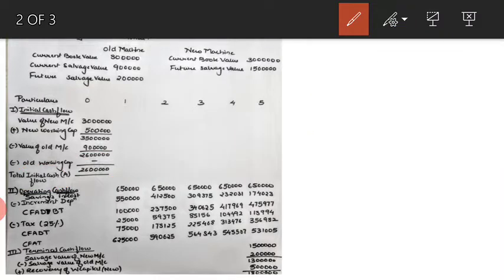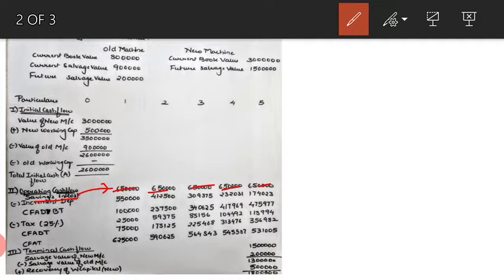Then coming to your operating cash flows. In the operating cash flows, first we consider savings in cost. Okay, it's not so clearly visible, but understand this is savings in cost. So how much is the savings in cost? It has been given in the problem, which is 6,50,000 every year. So 6,50,000 every year for 5 years.